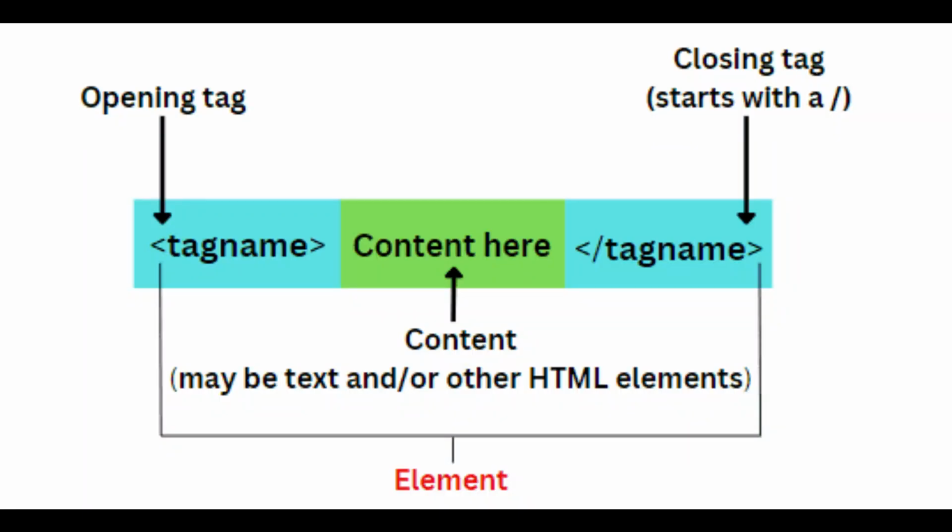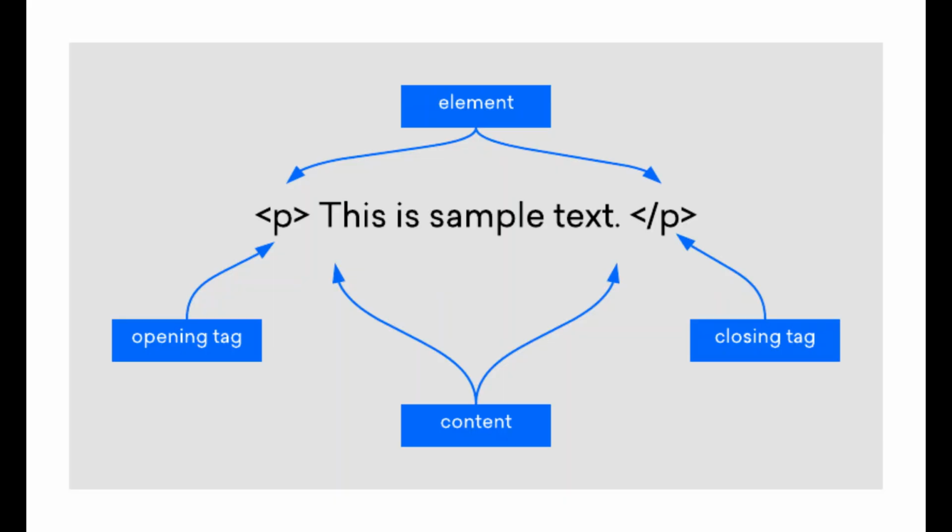Let's look at the structure of a tag. A tag usually has three parts: an opening tag, the content, and a closing tag. For example, open tag, p, content. This is a paragraph. Closing tag, /p. The slash in the closing tag means it's a closing tag. Together, this is called an HTML element.